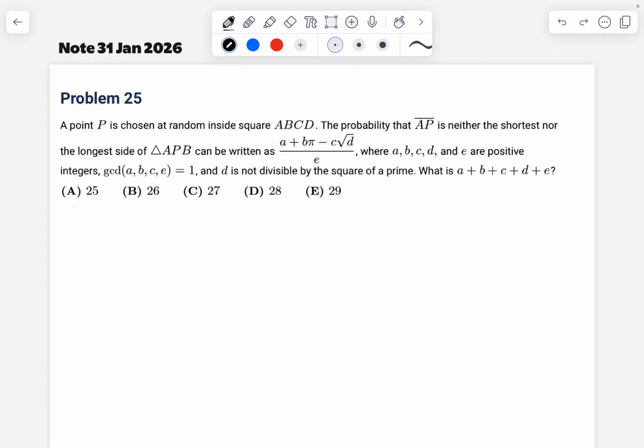The greatest common divisor of A, B, C, and E is 1, and D is not divisible by the square of a prime. What is A plus B plus C plus D plus E?